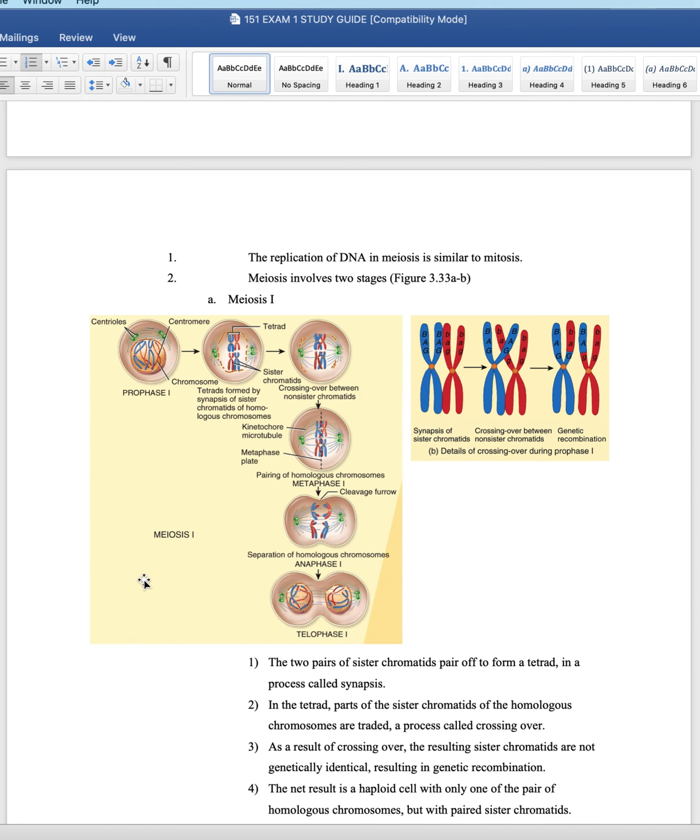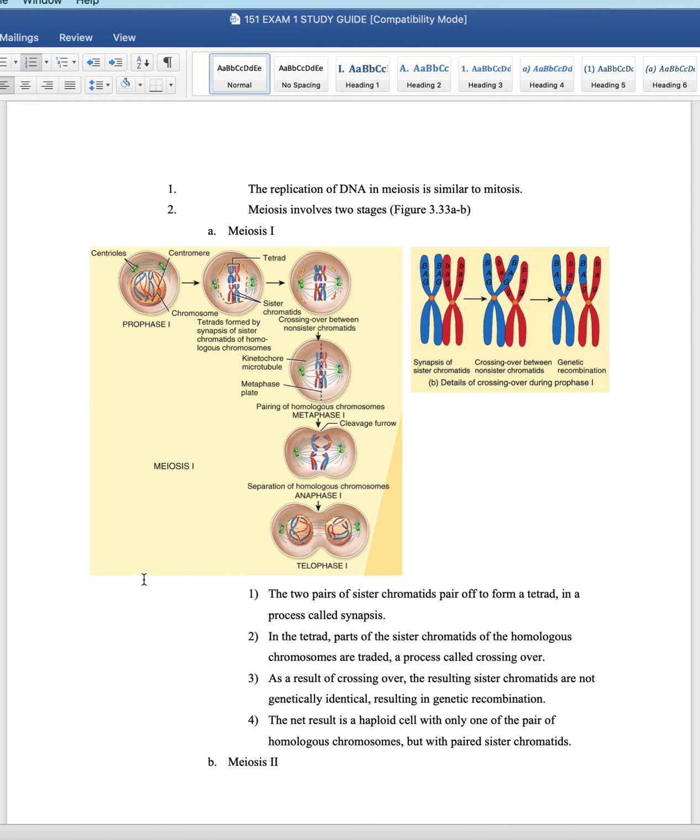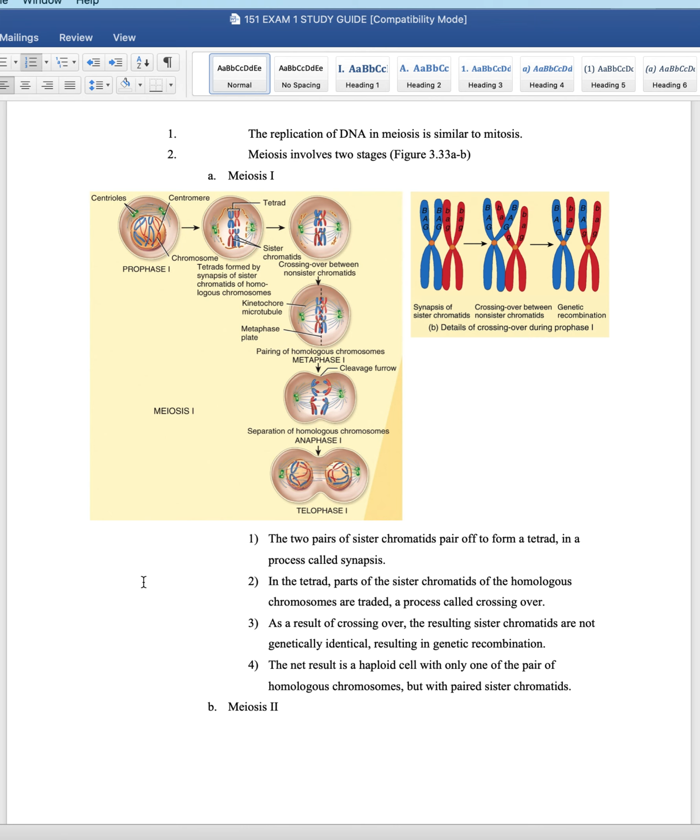All right, so that's mitosis. Now let's talk about meiosis. Meiosis has 2 major stages. So unlike mitosis, where we made 1 replication event and 1 division event, with meiosis, we have 1 replication event and 2 division events.